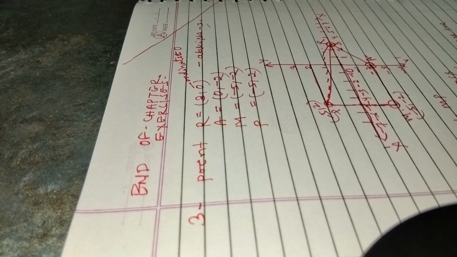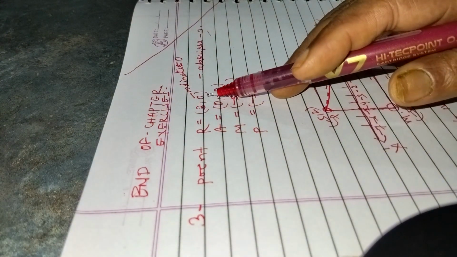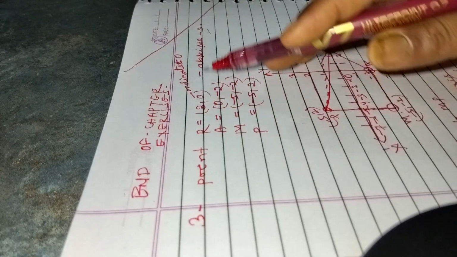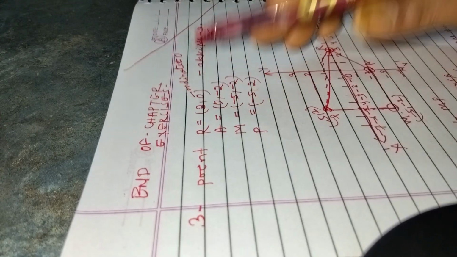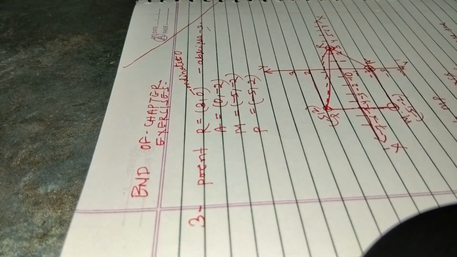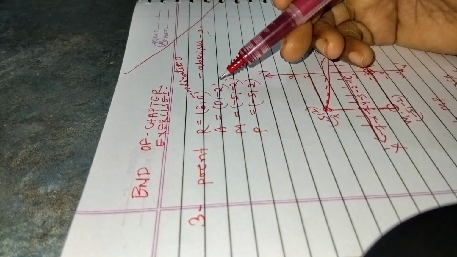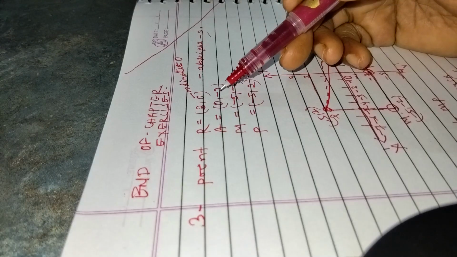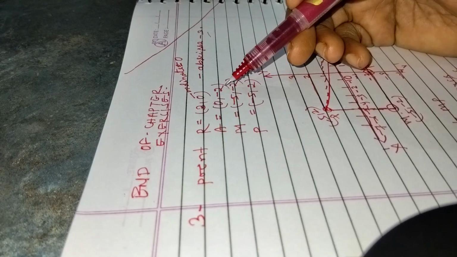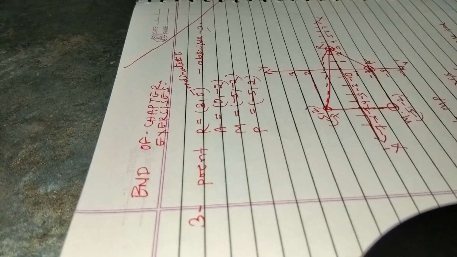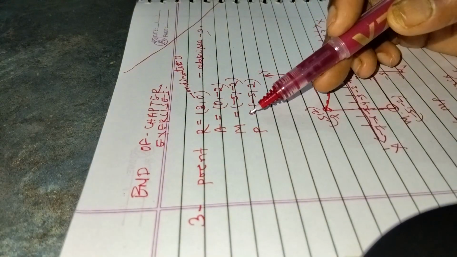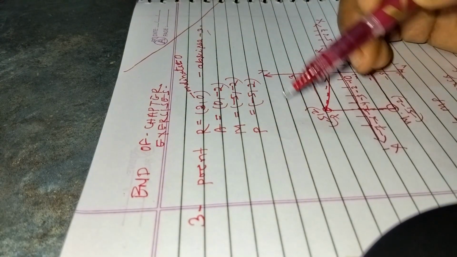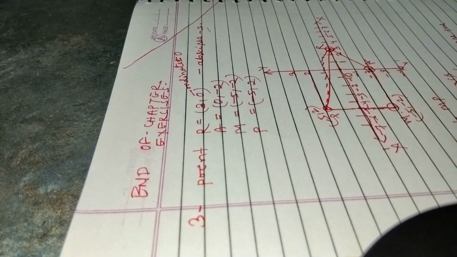So what is the question? Consider the points R, so R is equal to (3, 0). Here your abscissa is 3 and ordinate is 0. Similarly, the second point A is (0, -2). Here your abscissa is 0 and ordinate is -2. Similarly, M is (-5, -2) and P is (-5, 2).